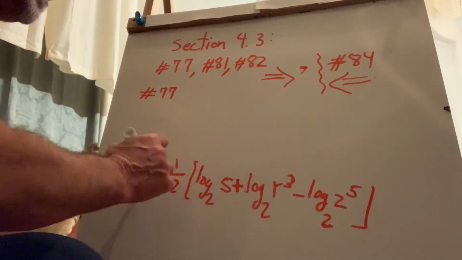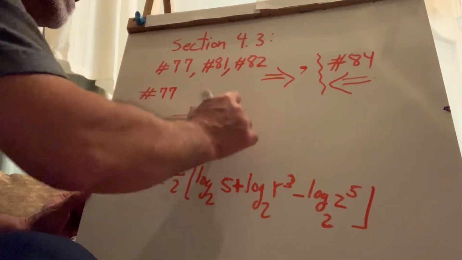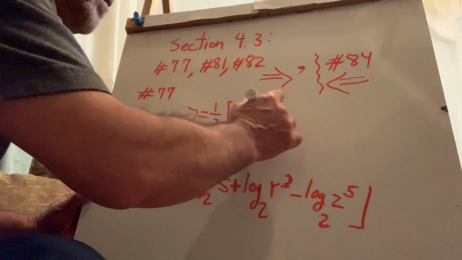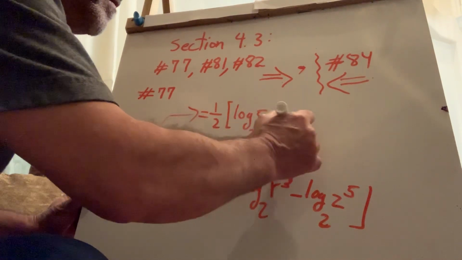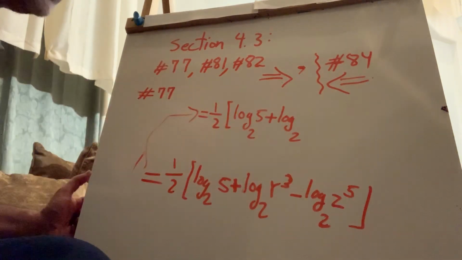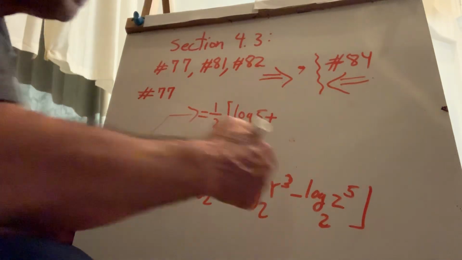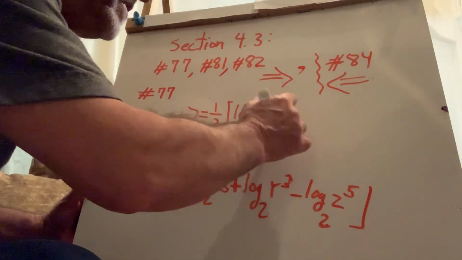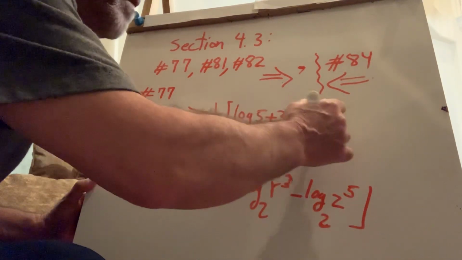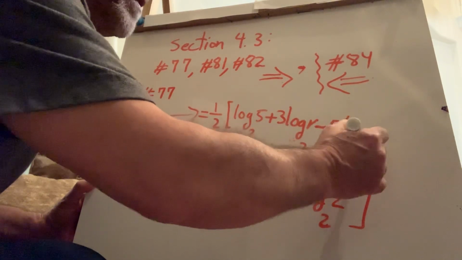Okay, so finally, this is the final expression. So now you have 1/2 log base 2 of 5 plus log base 2 of. Since we're going to go ahead and bring the power down, let me go ahead and apply that already. So that 3 comes to the front, becomes your coefficient, becomes 3 log base 2 of r. Also, the 5 comes to the front, becomes minus 5 log base 2 of z.